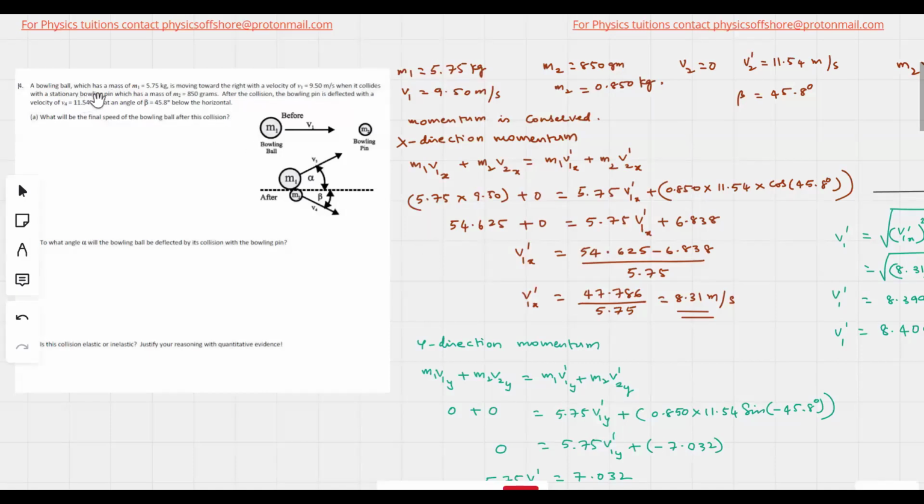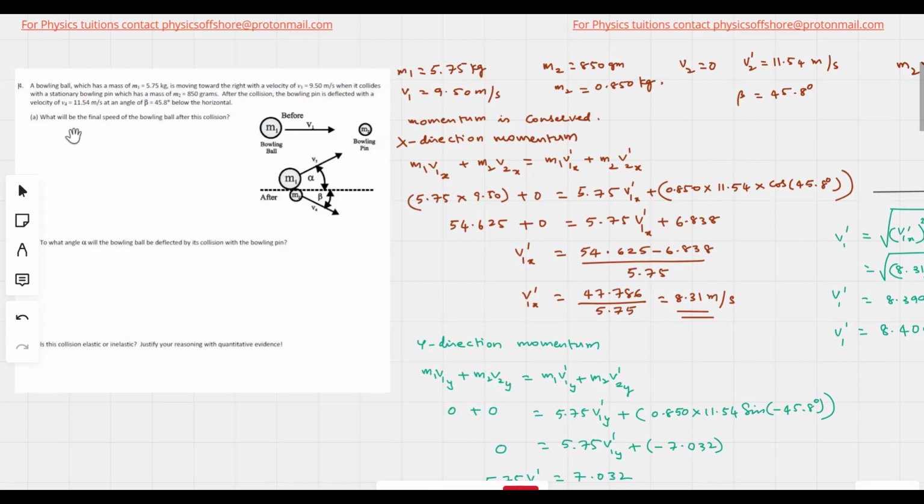A bowling ball which has a mass of 5.75 kilograms is moving towards the right with a velocity of 9.5 meters per second when it collides with a stationary bowling pin which has a mass of 850 grams. After the collision, the bowling pin is deflected with a velocity of 11.54 meters per second at an angle of 45.8 degrees below the horizontal.